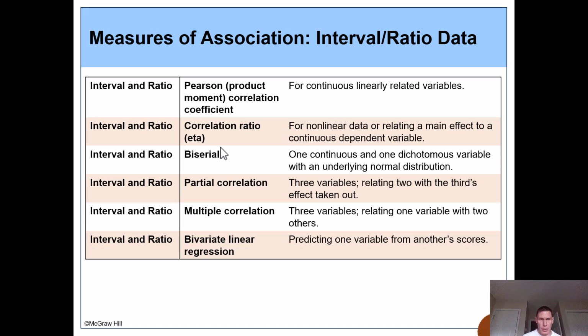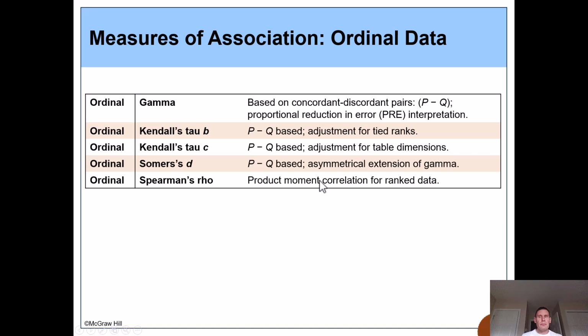For interval and ratio, a partial correlation. This is three variables relating two with a third's effect taken out. For interval and ratio, we could use multiple correlation with three variables, again relating one variable with two others. And then for interval and ratio, a bivariate linear regression, where we're predicting one variable from another's scores.